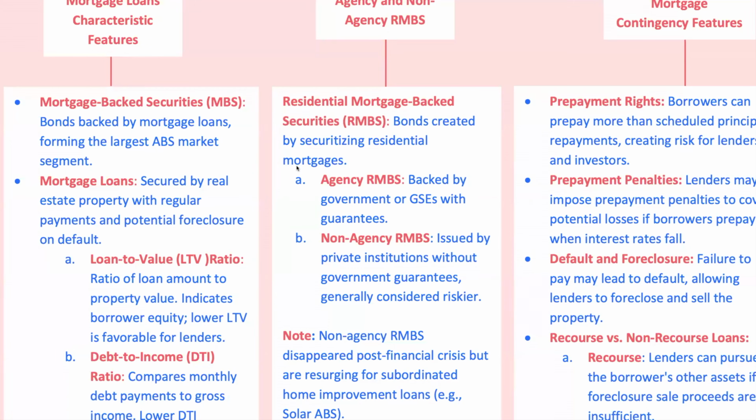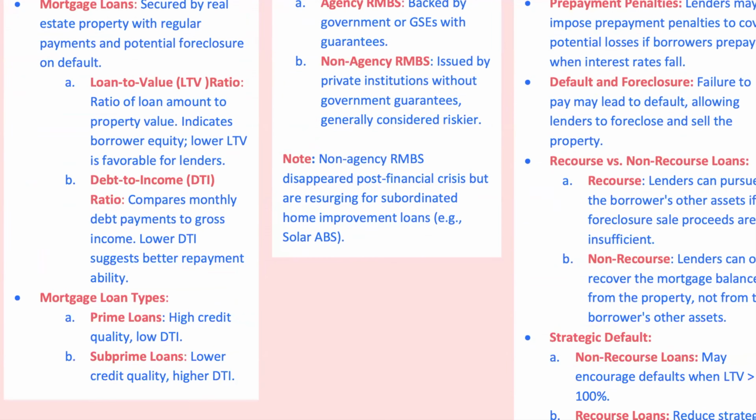Another metric to consider is the debt-to-income, DTI ratio, which compares a borrower's monthly debt payments to their gross monthly income. A lower DTI ratio means the borrower has a higher ability to handle and repay debt, which is reassuring for lenders. The type of mortgage also matters.